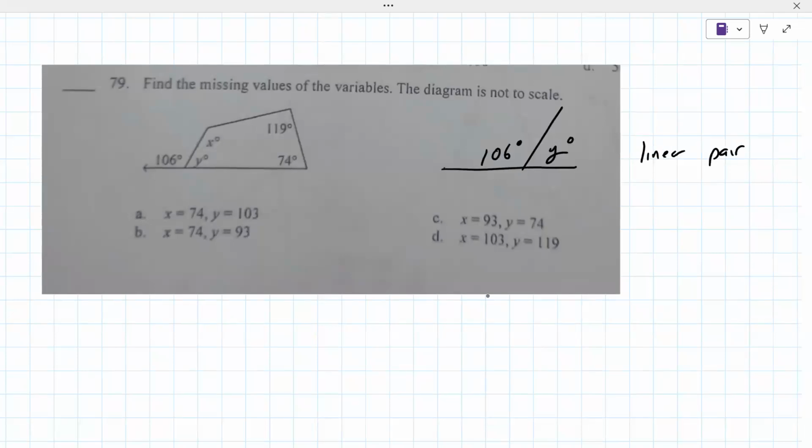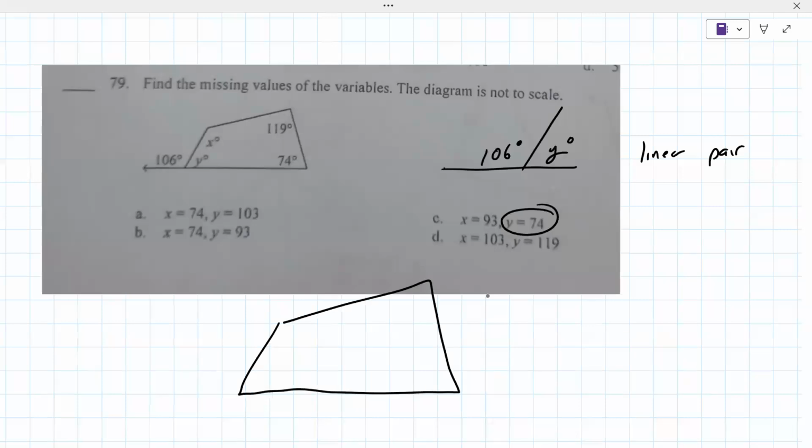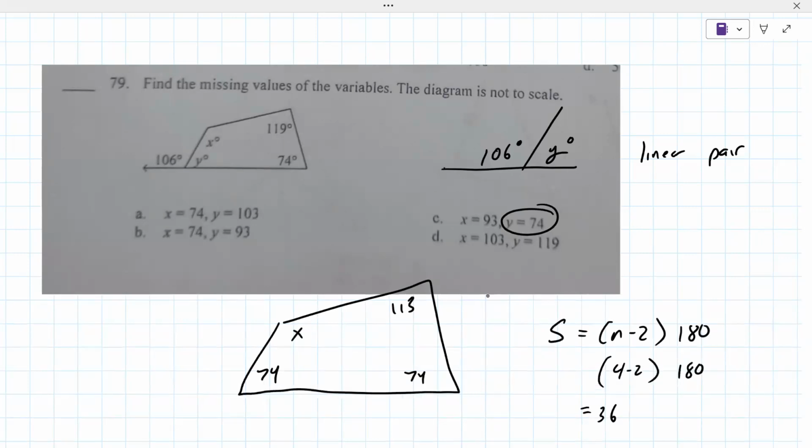What does the linear pair add up to? Is it 180? Yes. Now can you tell me the value of Y? 74. So that's the only one that's that. So let's talk about why X is the value that it is. This is a four-sided polygon. It's a quadrilateral. So the sum of a four-sided polygon, if you don't remember, you can use the formula: 4 minus 2 times 180 ends up being 360. So these 4 add up to 360. You know 3 of them, so you can solve for the last. Okay.